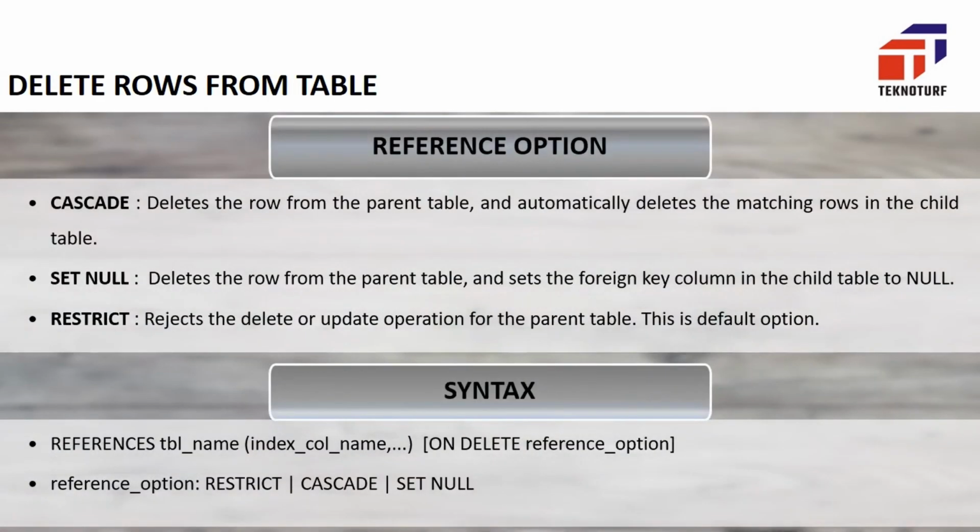The available reference options are: first, cascade, which deletes the row from the parent table and automatically deletes the matching rows in the child table. Second, set null, which deletes the row from the parent table and sets the foreign key column in the child table to null. Third, restrict, which rejects the delete or update operation for the parent table. The default option is restrict.